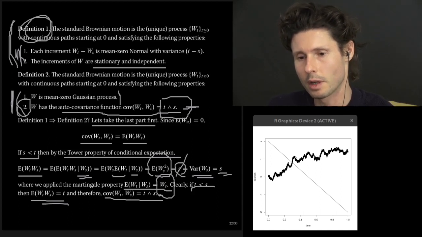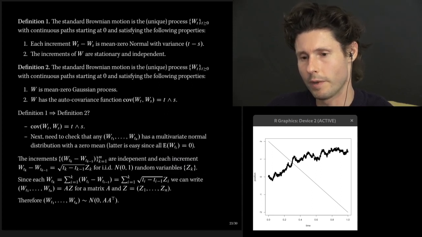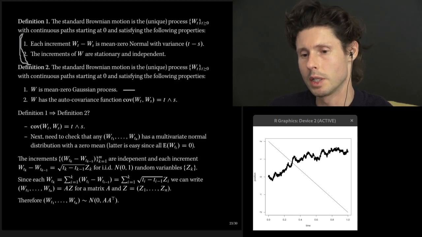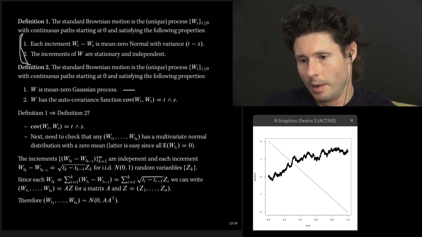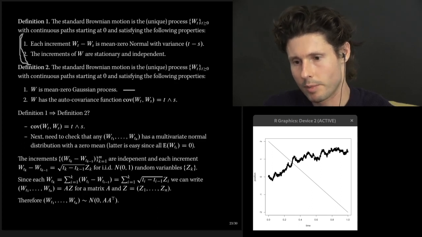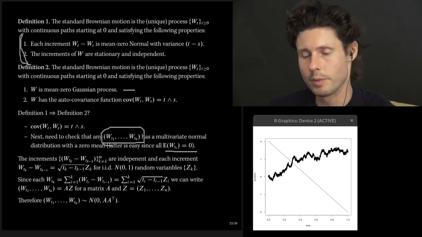So now we need to talk about whether W is in fact a Gaussian process. Again, we're allowed to assume these two properties because we're given a process satisfying them. How can we check whether W is mean 0 Gaussian? The mean 0 part seems pretty easy. You have a bunch of timestamps, you gather this vector, and now you need to check whether it has a multivariate normal distribution. And because every coordinate has mean 0, you know that that multivariate normal distribution has mean 0.